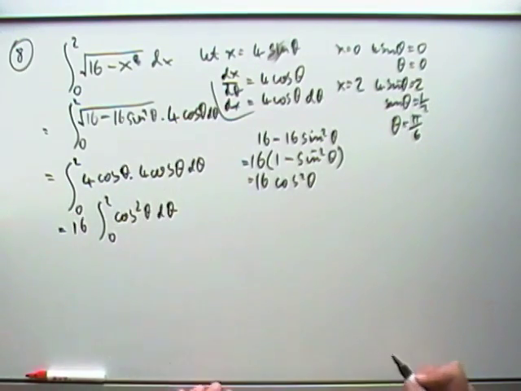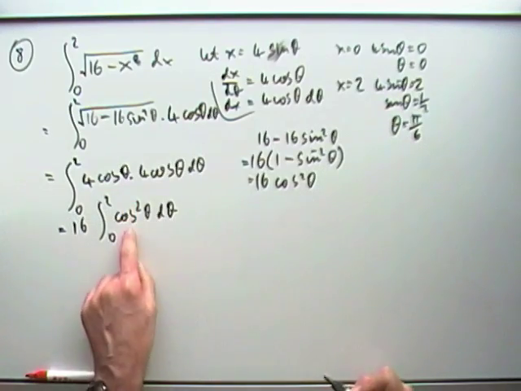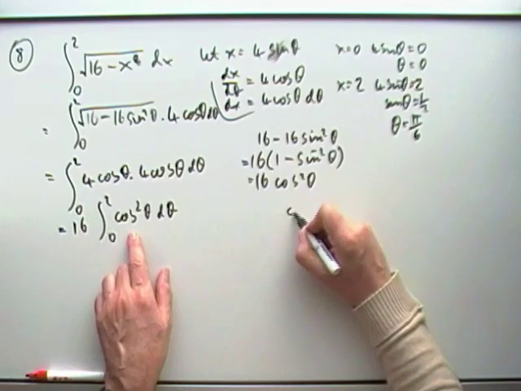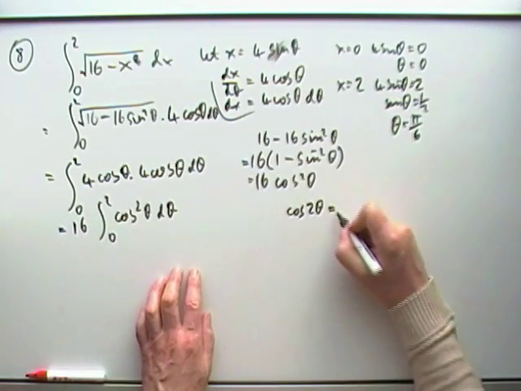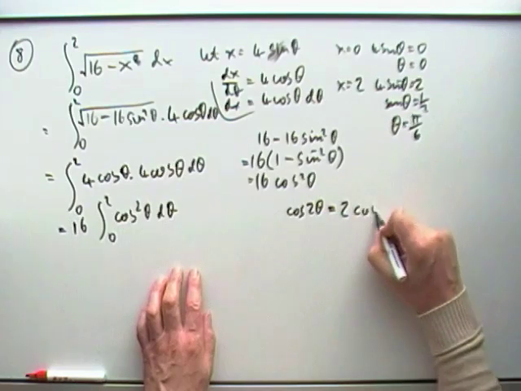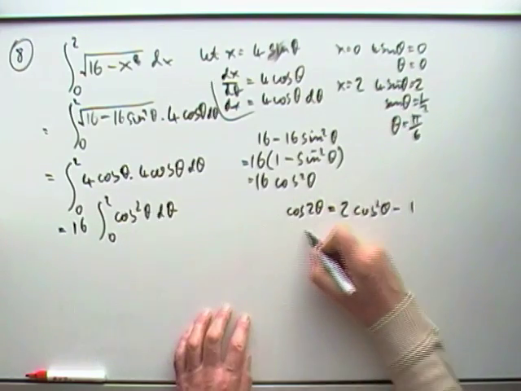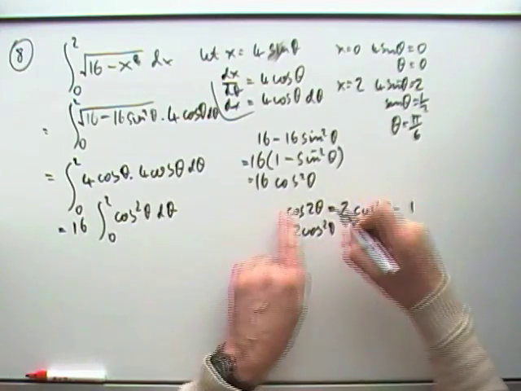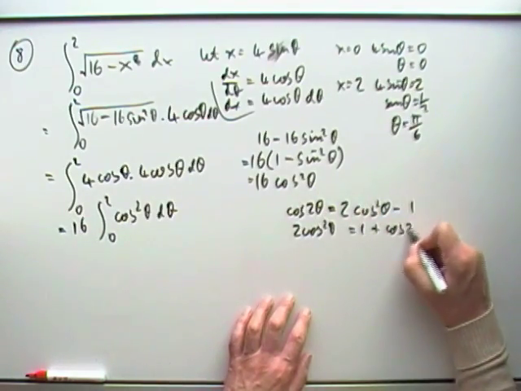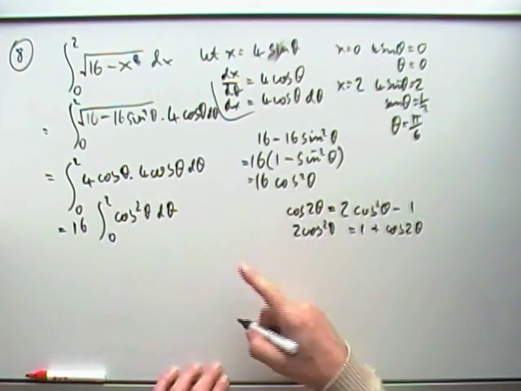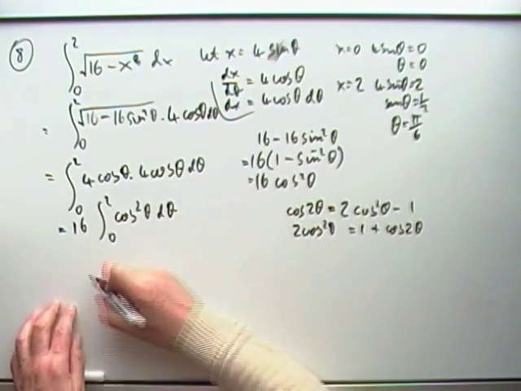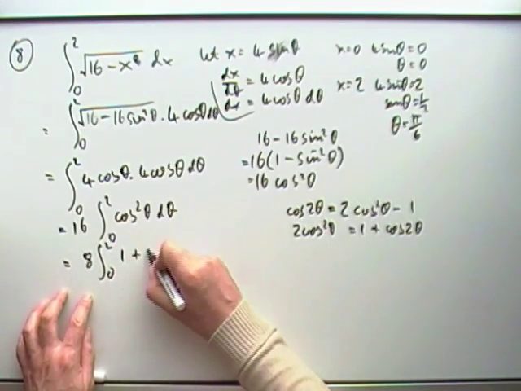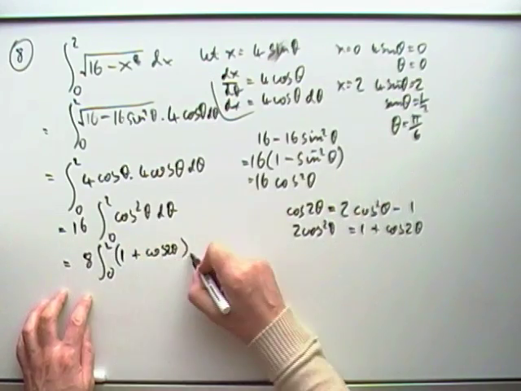Looking simpler, but I can't integrate that. I've got a function of a function which isn't linear. But you can change that using the double angle one. Cos 2 theta is 2 cos squared theta minus 1. Or rearranging that, 2 cos squared theta would be 1 plus cos 2 theta. So that was 2 of them. I've got 16 of them, so I can do that 8 times. So I've got 8 of 1 plus cos 2 theta d theta.